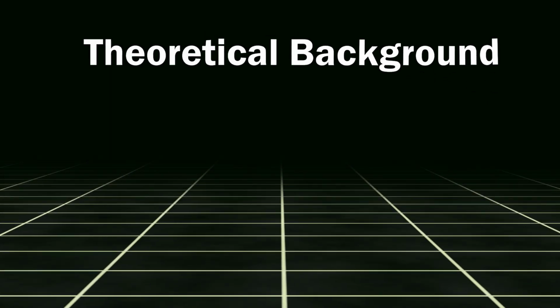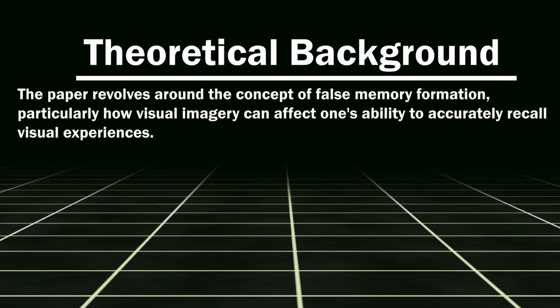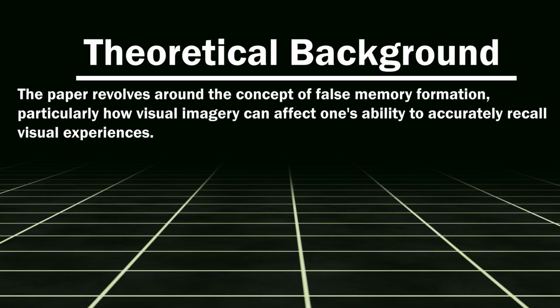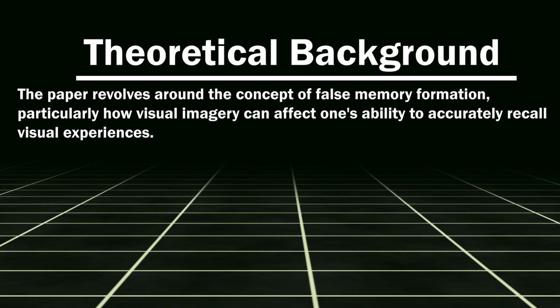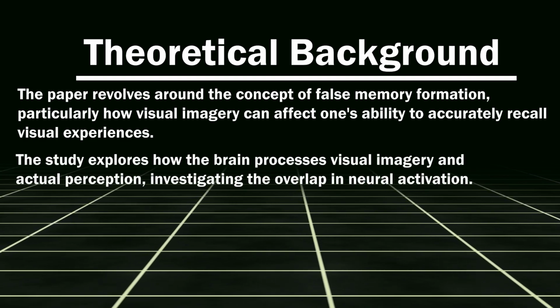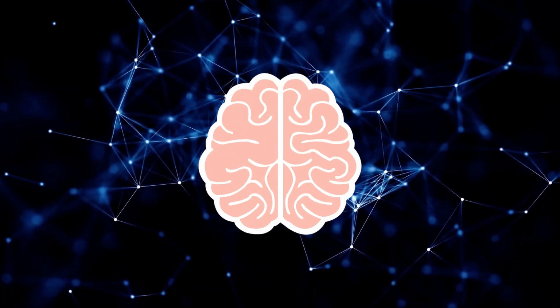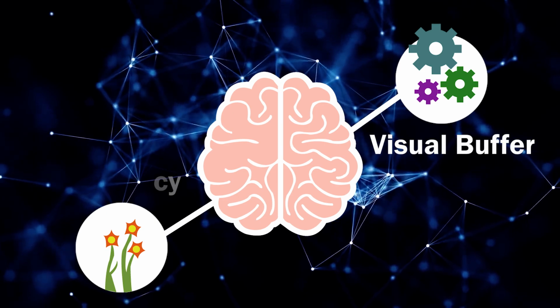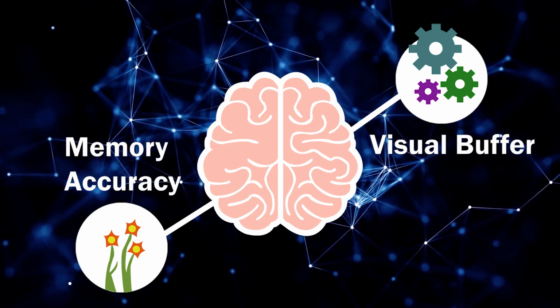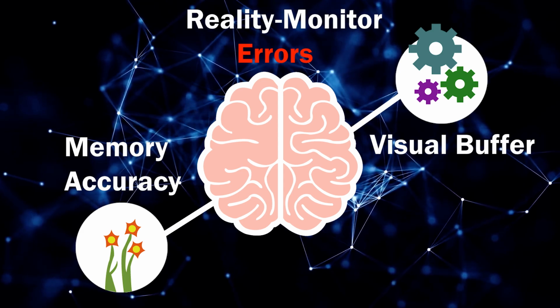The theoretical background for the paper revolves around the concept of false memory formation, particularly how visual imagery can affect one's ability to accurately recall visual experiences. The study explores how the brain processes visual imagery and actual perception, investigating the overlap in neural activation. The researchers draw on theories related to the visual buffer and memory accuracy, examining how imagery might lead to reality monitoring errors, where imagined and real events are confused.